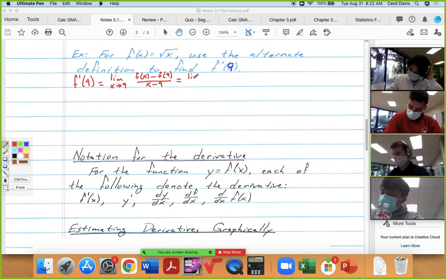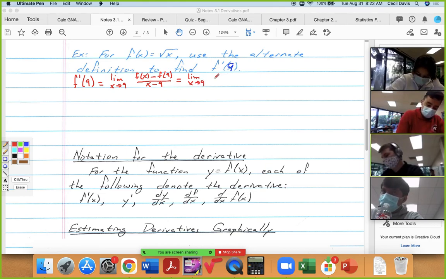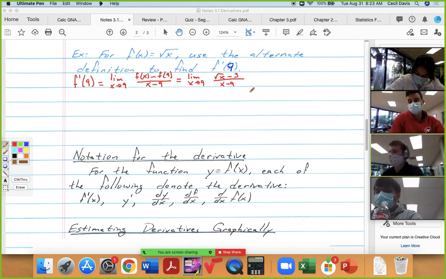So that'll be the limit as x approaches 9 of the square root of x minus the square root of 9, which is 3, over x minus 9. And the problem that we have here is the same problem we always have when we're doing this. If we try and substitute in 9 directly, just like if we tried to substitute in 0 directly on the other ones, you get 0 over 0, which is indeterminate. Nobody knows what that is.